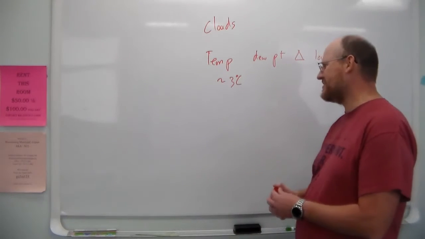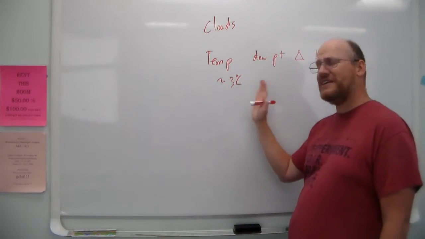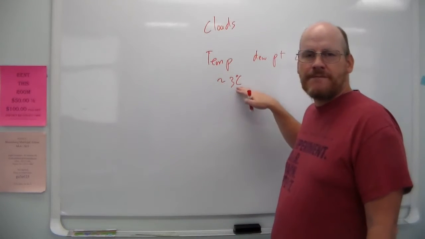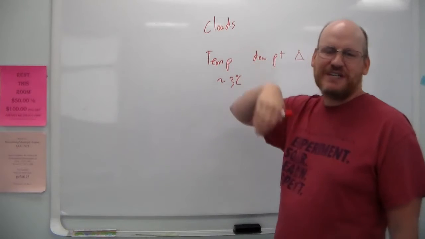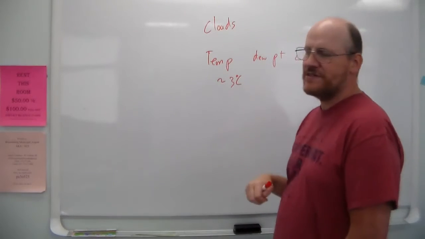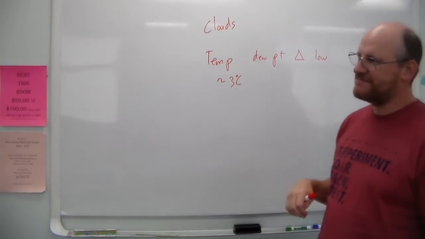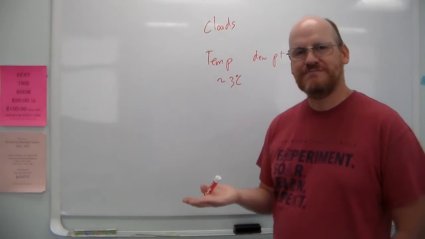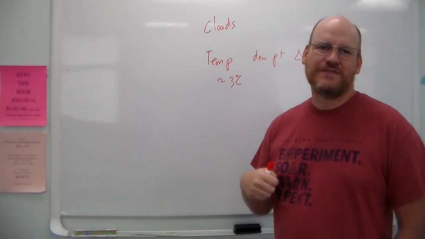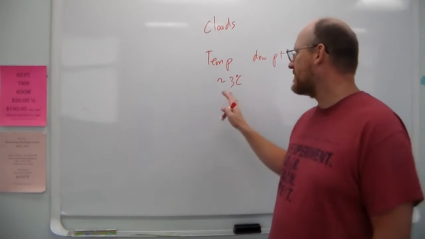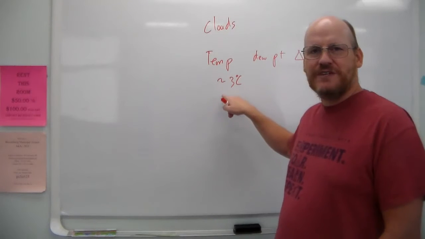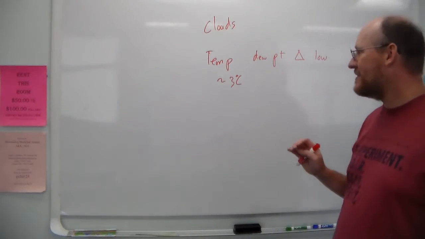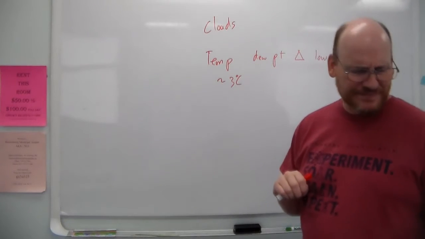Why do I say 3 Celsius or less? Because if I look at a standard lapse rate, 3 degrees Celsius, I'm going to have clouds within 1,000 feet or so of the ground. So if the temperature and the dew point spread are very small, I might have to worry about low clouds.